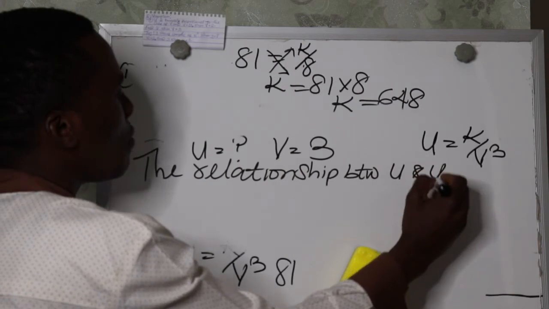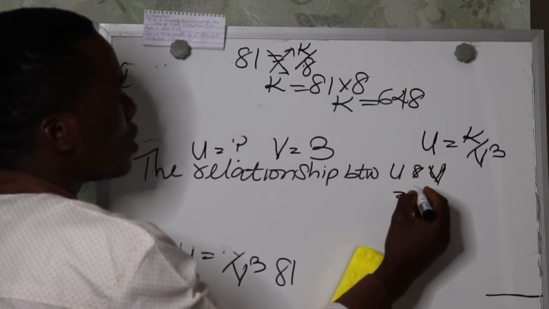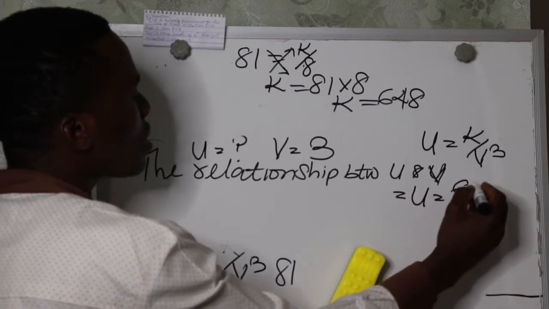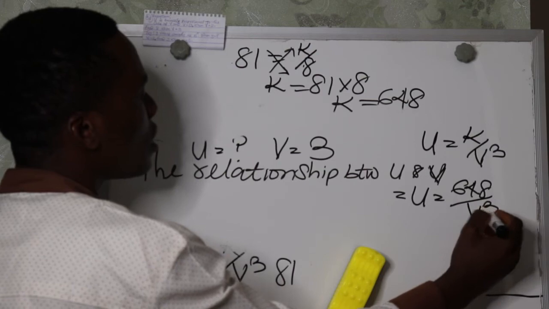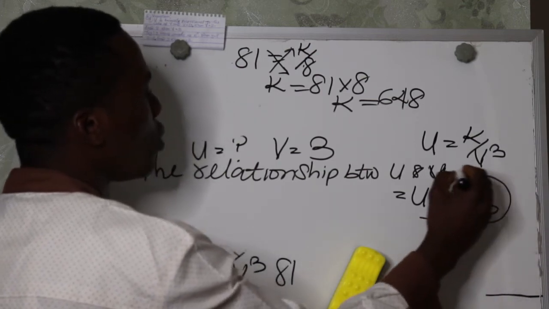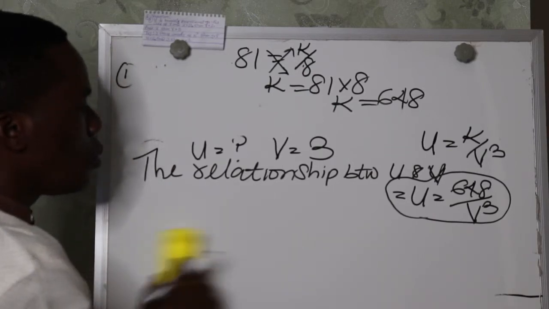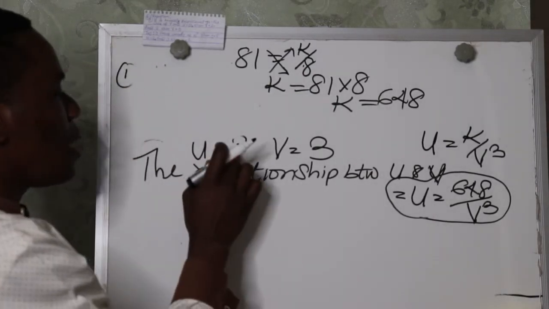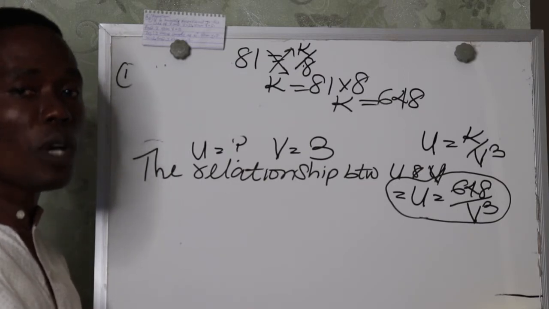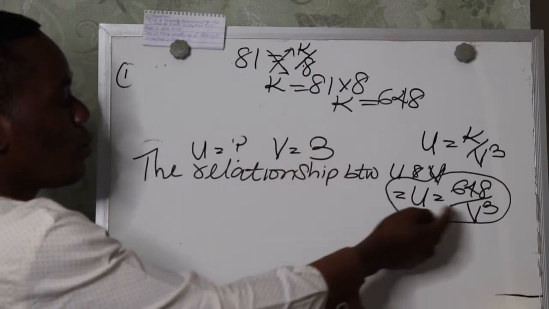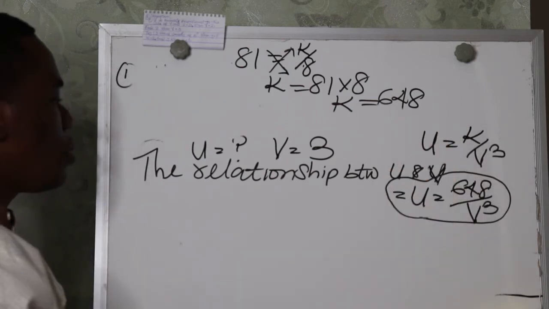So the relationship between u and v will be u equal to 648 divided by v cubed. That is the relationship holding u and v. Now, we want to look at how we can find the value of u when v is equal to 3. To do that, we only have to insert this value of v into this, and then we simplify. Now, let's do that.